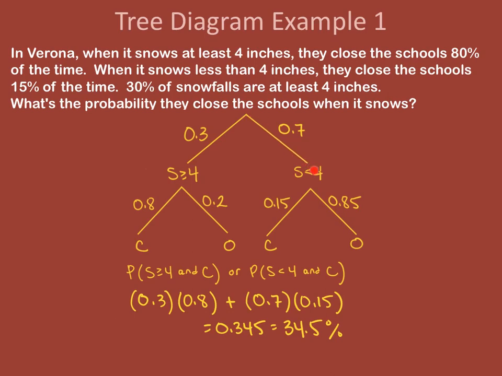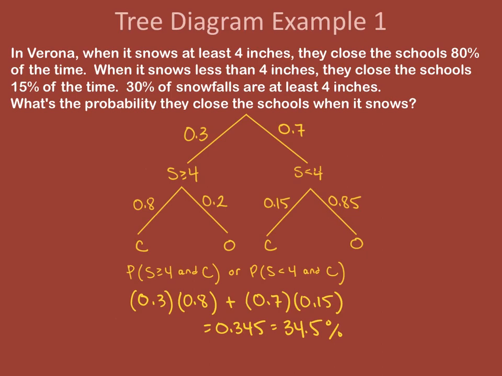It could snow less than 4 inches and they still close schools. That would be 0.7 times 0.15, which is 0.105. And finally, it could snow less than 4 inches and school is open, which would be 0.7 times 0.85, which is 0.595. Now remember, those 4 scenarios together are all the possibilities when it snows. So these values that I came up with at the bottom where I did the multiplication, those 4 values that I calculated should add up to 1 or 100% again.